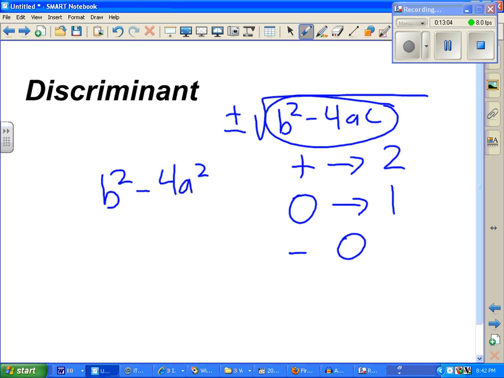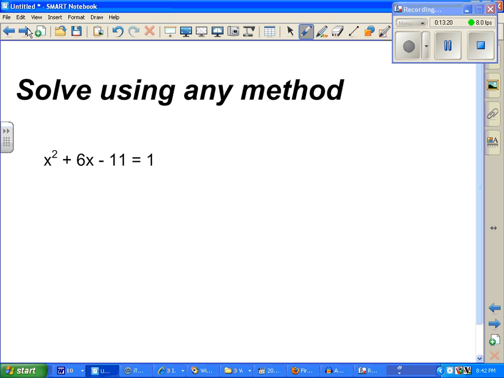Or not a squared, ac. Okay? If it's positive, you have 2 answers. If it's 0, you have 1 answer. If it's negative, you have 0 answers. Okay? So quick. Oh, solve this using any method.